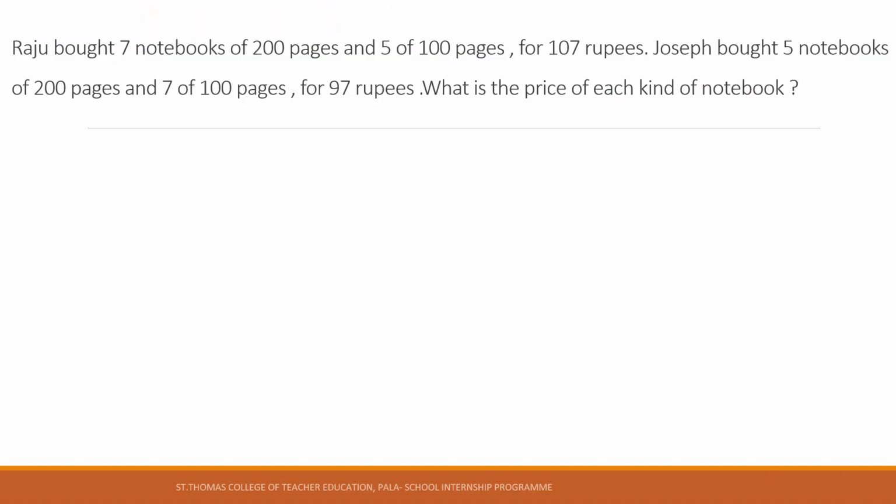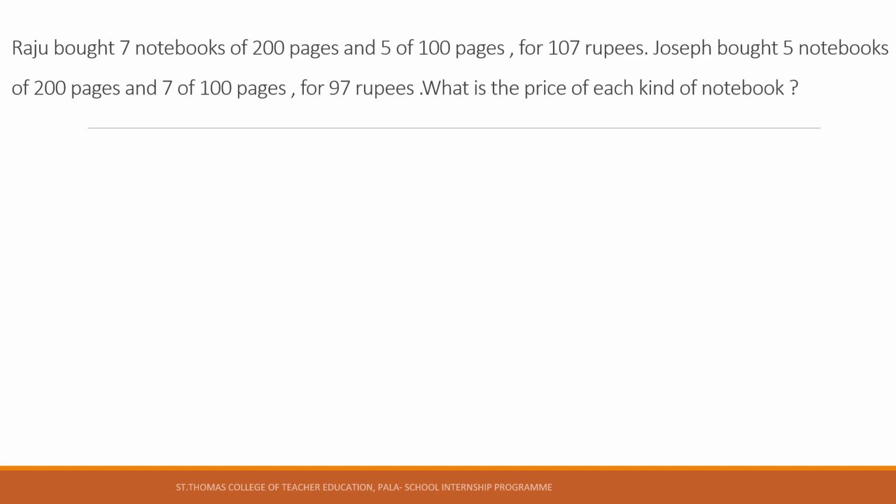All of you read the question. Raju bought 7 notebooks of 200 pages and 5 of 100 pages for 107 rupees. Joseph bought 5 notebooks of 200 pages and 7 of 100 pages for 97 rupees. What is the price of each kind of notebook? All of you go through the question once again and tell me what is given in the question and what you have to find out.